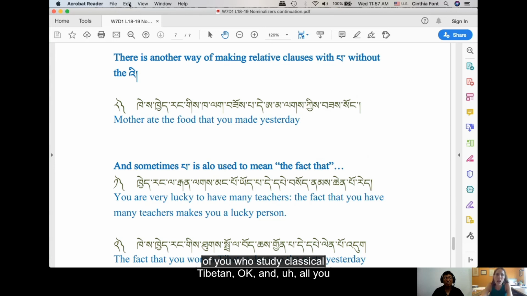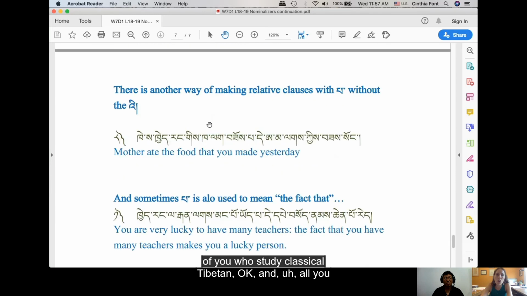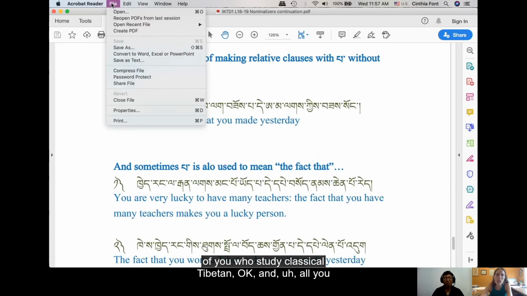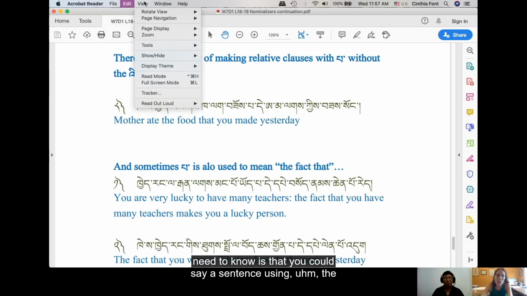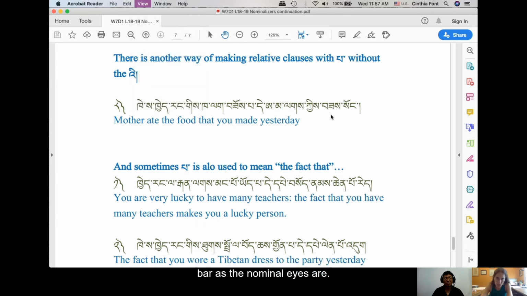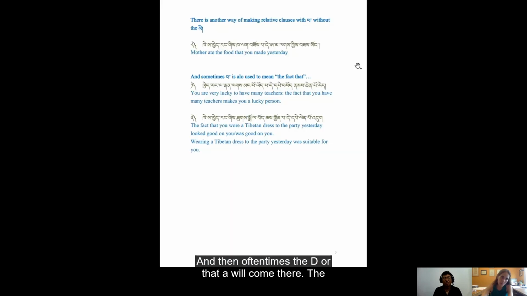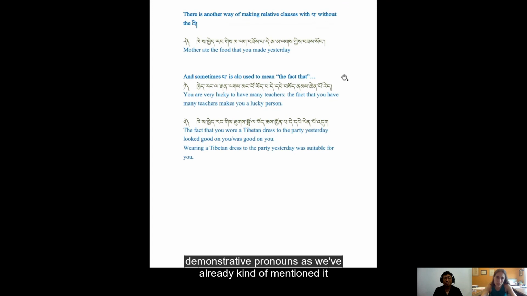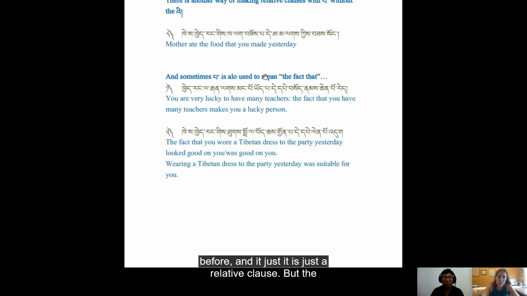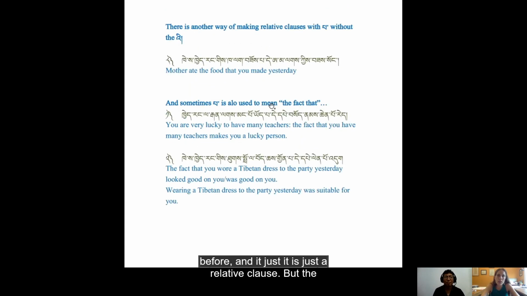And all you need to know is that you could say a sentence using the pa as the nominalizer, and then oftentimes the di or the te will come there, the demonstrative pronouns, as we've already kind of mentioned before. And it is just a relative clause.